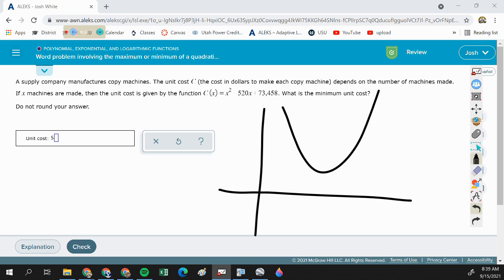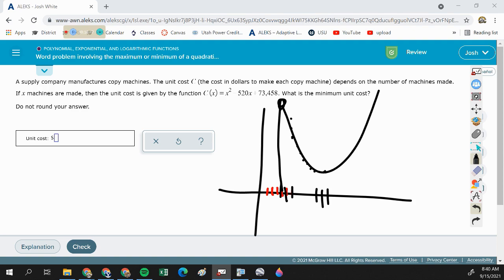Well, per machine. If we only make a few machines, it's going to cost us a lot, right? We have to buy the building, we have to pay for electricity, we have to pay taxes, and all of that stuff is really expensive. So making this many copy machines is going to cost us a lot because we had to put all that effort into the building. And then the more machines we make, the cost per unit comes down.